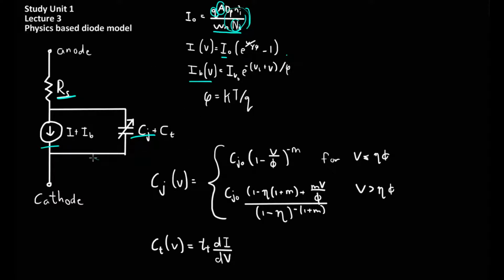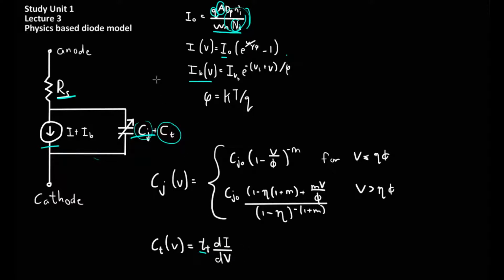In a similar fashion to the current, which consisted of a current in forward and reverse bias, so the capacitance is represented by a capacitance under forward and reverse bias conditions. The junction capacitance is present under reverse bias conditions, and the transit capacitance is the dominant capacitance under forward bias conditions. The transit capacitance is a function of the carrier transit time, T subscript T, as well as the change in current through the diode as the voltage across the terminals changes.